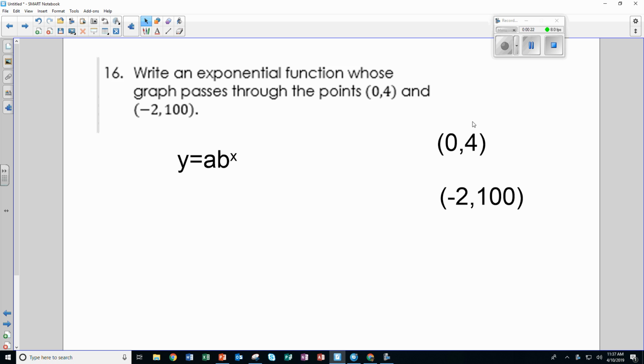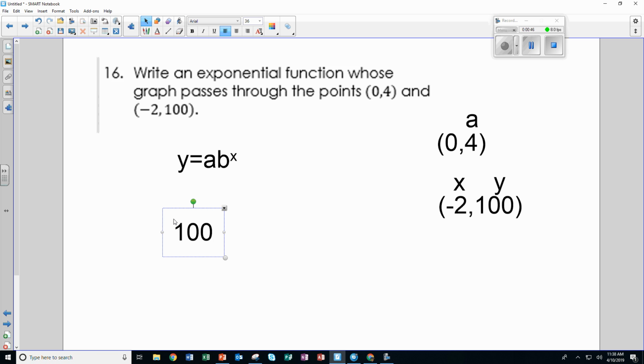Well, we learned that the a value is the y value when x is equal to 0. We know that this is our x value, and the 100 is our y value. So let's substitute those values in. That gives us the equation 100 is equal to a, which is 4, and we don't know what b is. We have not identified that, so we'll just leave that there.